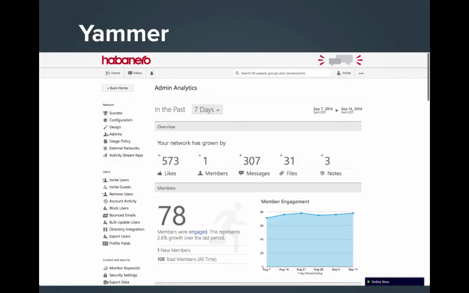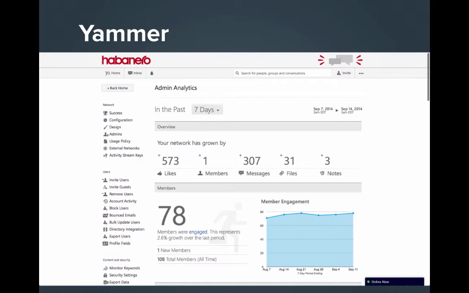And I'm going to use Yammer as an example. So if you haven't seen Yammer before, it's a platform that allows you to have those discussions within your organization and allow people to sort of comment and share ideas. And this is the admin screen where you can see a basic dashboard about the activity that's happening in your social network. And Yammer, out of the box, it's okay.